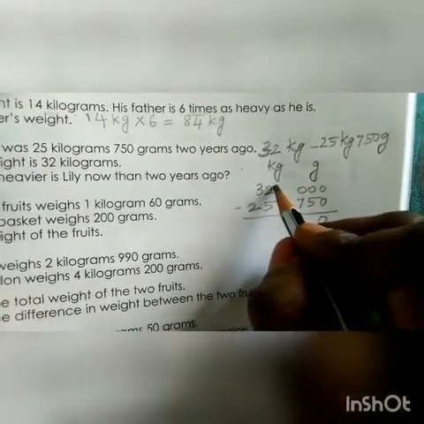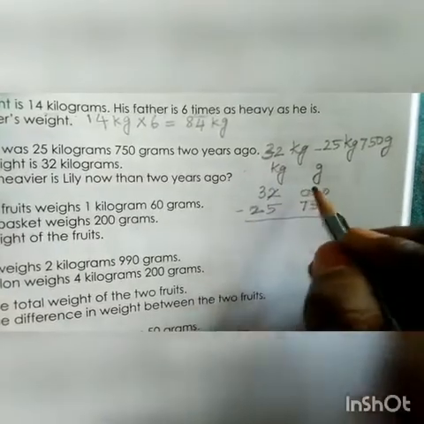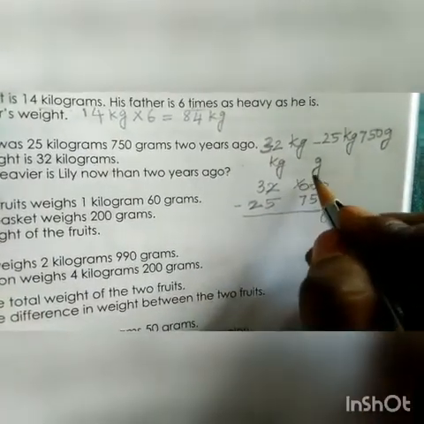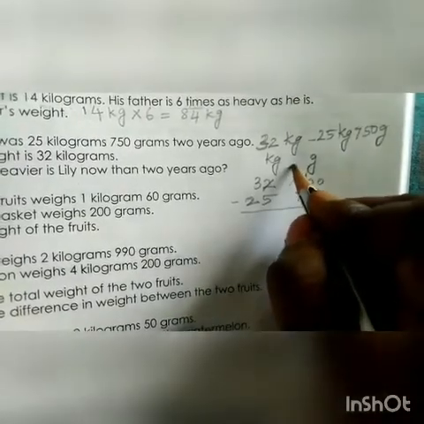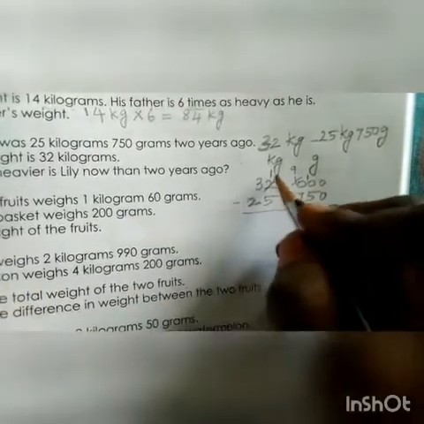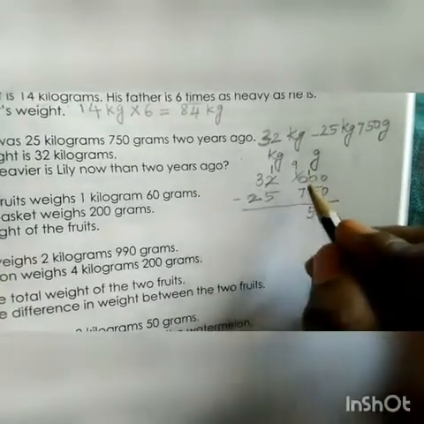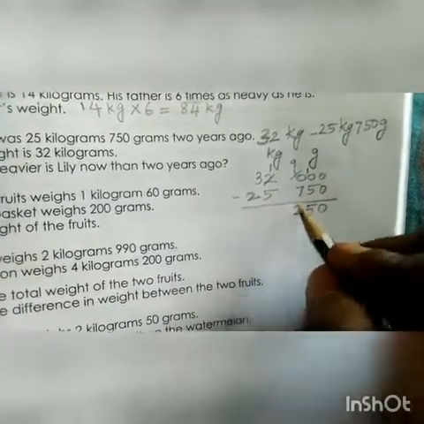From 32, borrow one value. Then we will get here 10. Then again borrow one value to here. Here it will be 10 and here it will be 9. Here 2 becomes 1. 31 kg. So 10 minus 5 is 5. 9 minus 7 is 2.